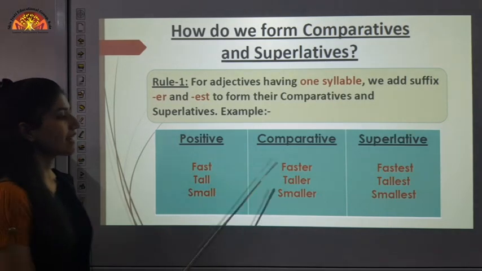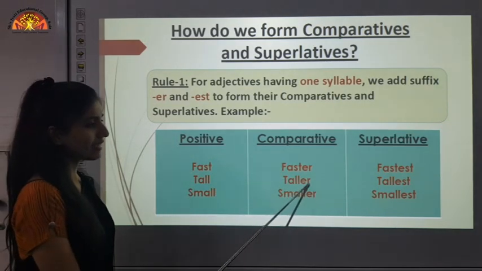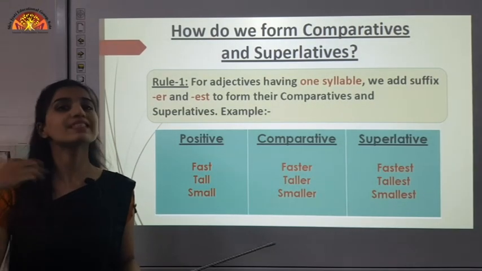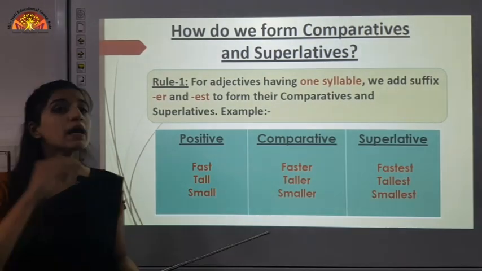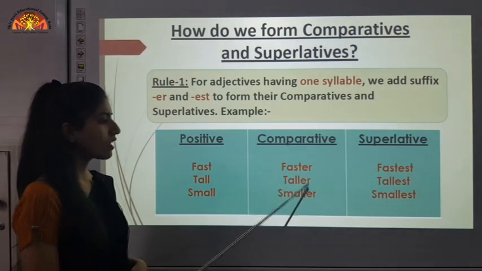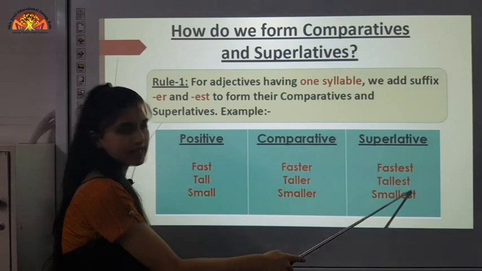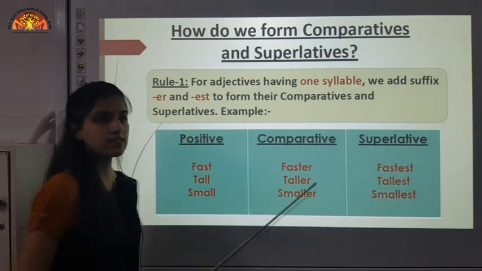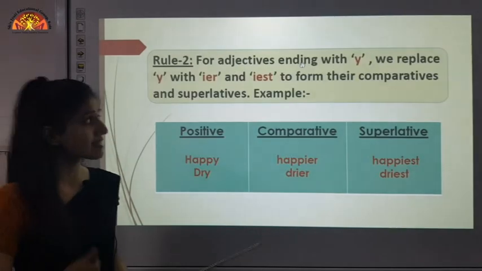Now tall, that is taller. We will be adding ER because tall is also a one syllable word. That is a one syllable word because it has one vowel sound in it. So taller and tallest, EST we will be adding. Small, smaller and smallest. Let's look at the second rule.